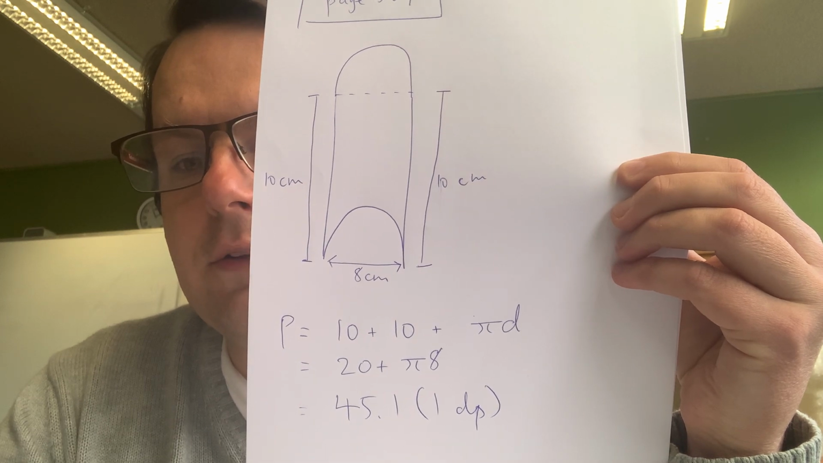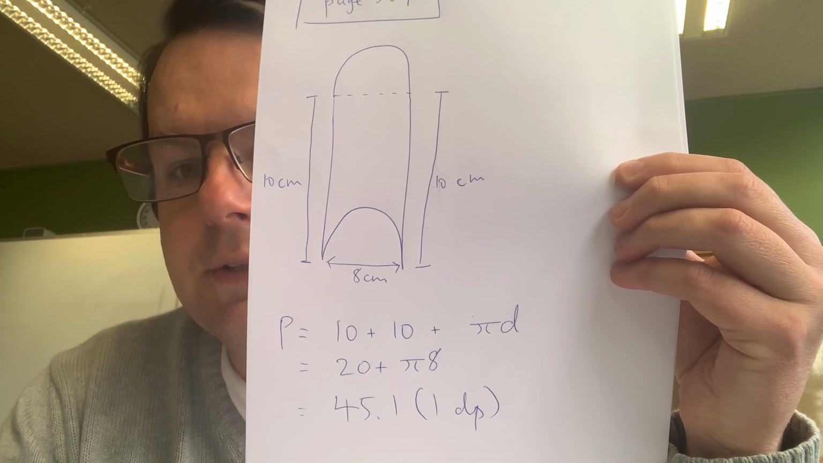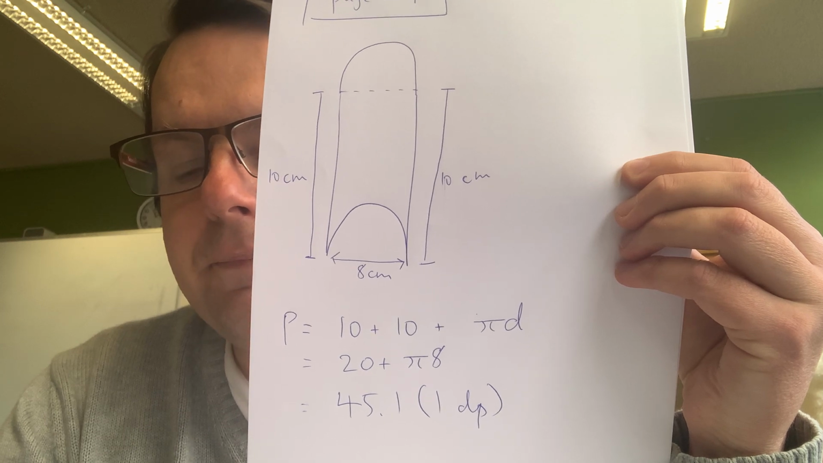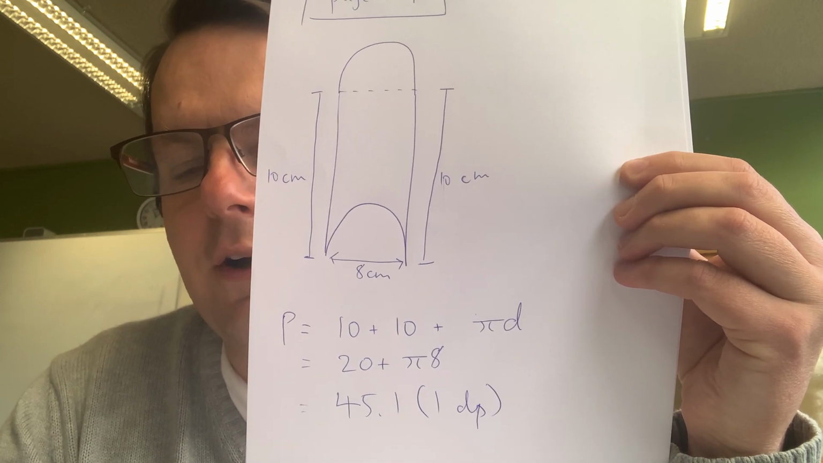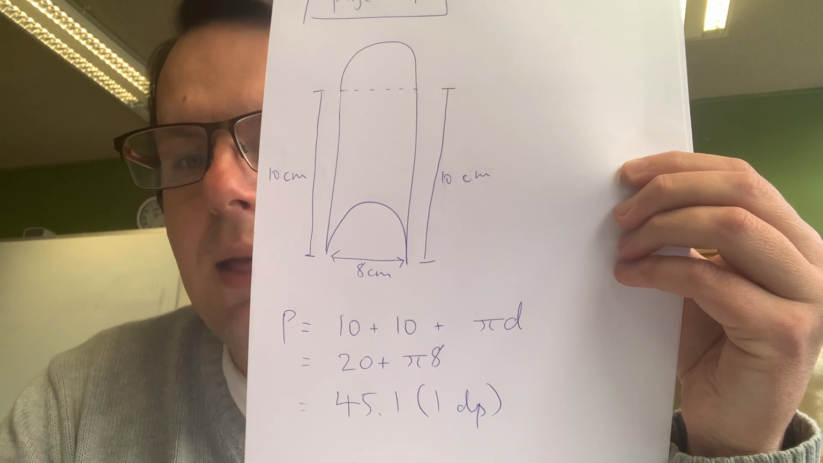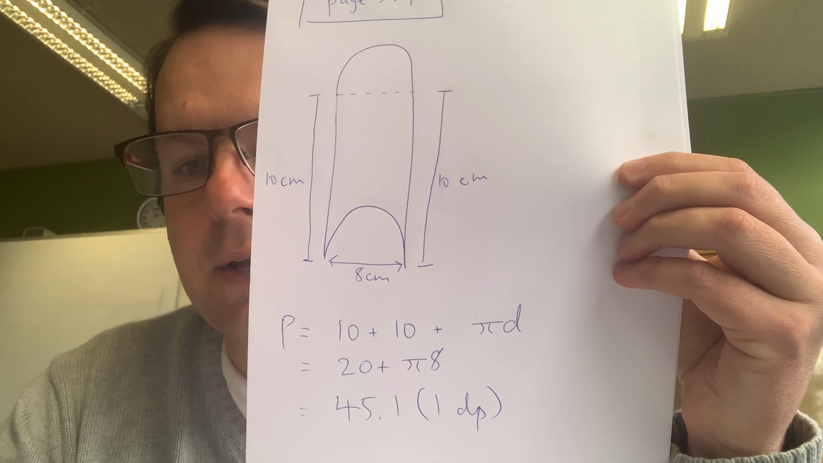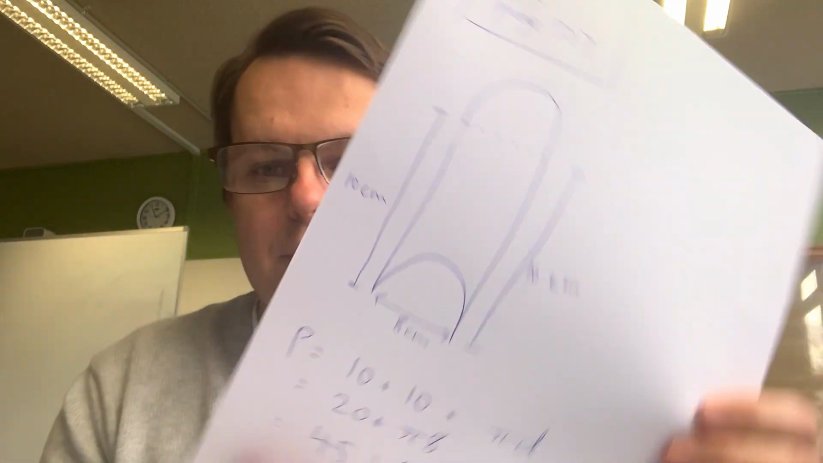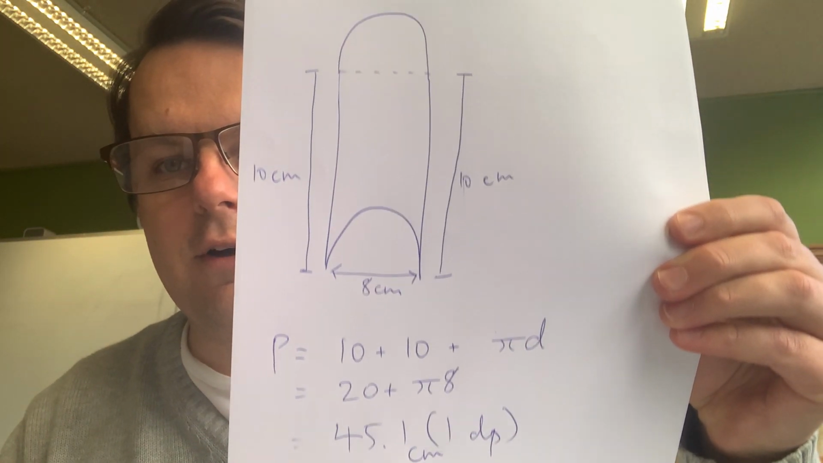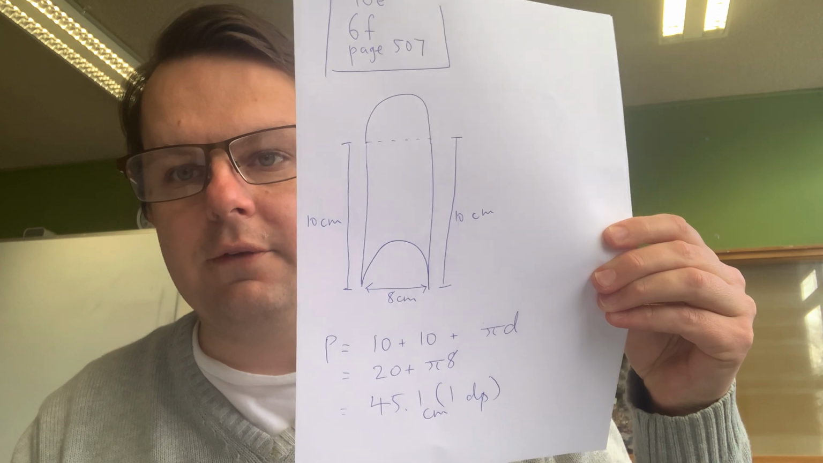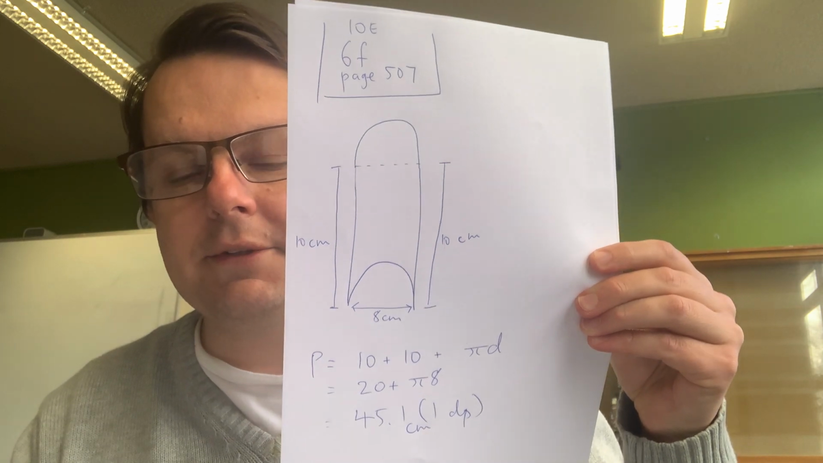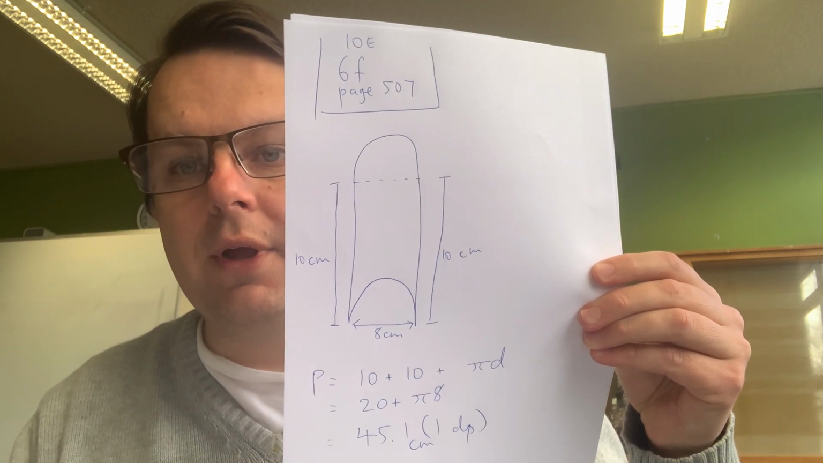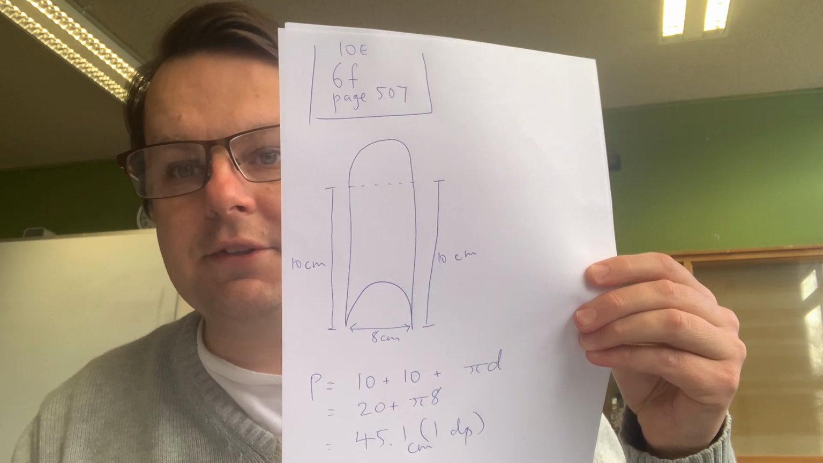So if you put all of that into the calculator, you do 20 plus 8 times pi, and it comes out as being 45.1 blah, blah, blah. But the question said do it to one decimal place rounding, so it's 45.1 centimeters. I did what I often do and I forgot to put the centimeters in, but it's important to put your units in like that. So it's 45.1, I'll just hold the whole thing in here for you, 45.1 centimeters. So that was the somewhat more difficult question 6F in exercise 10E.